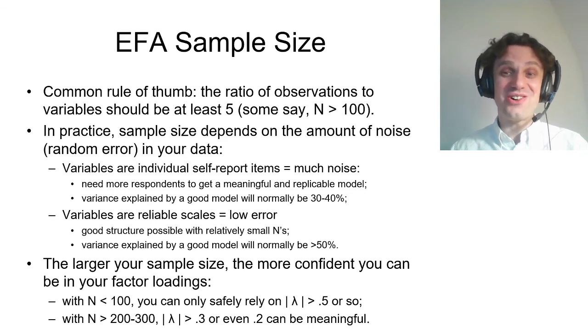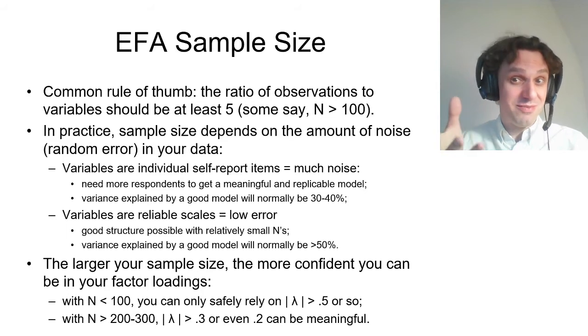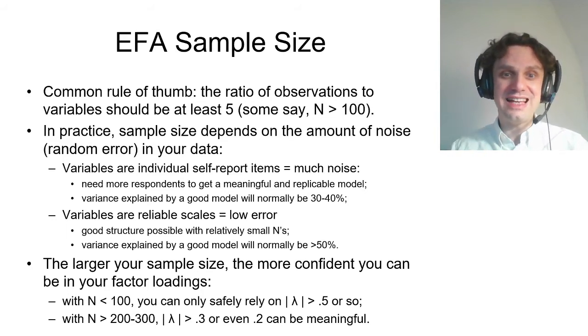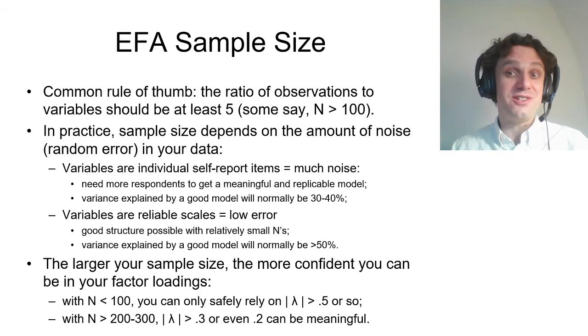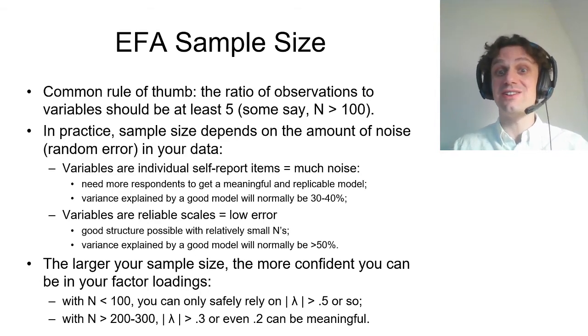Well, in practice, all these rules of thumb are completely imperfect. Because in fact, your optimal sample size depends on how much error there is in your data. If your individual variables are self-report items, they are not reliable, and you need a larger sample in order to be able to uncover latent dimensions. And even then, the variance explained by a good model will not be very high. If you see 30 or 40% of explained variance, this is totally all right if you're factor analyzing items.